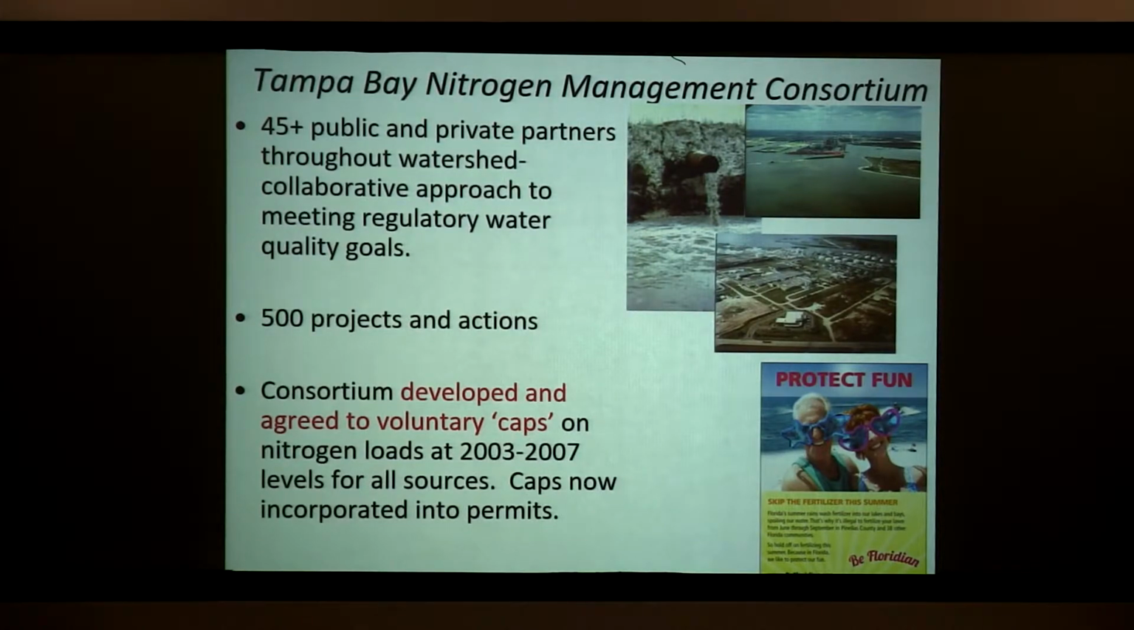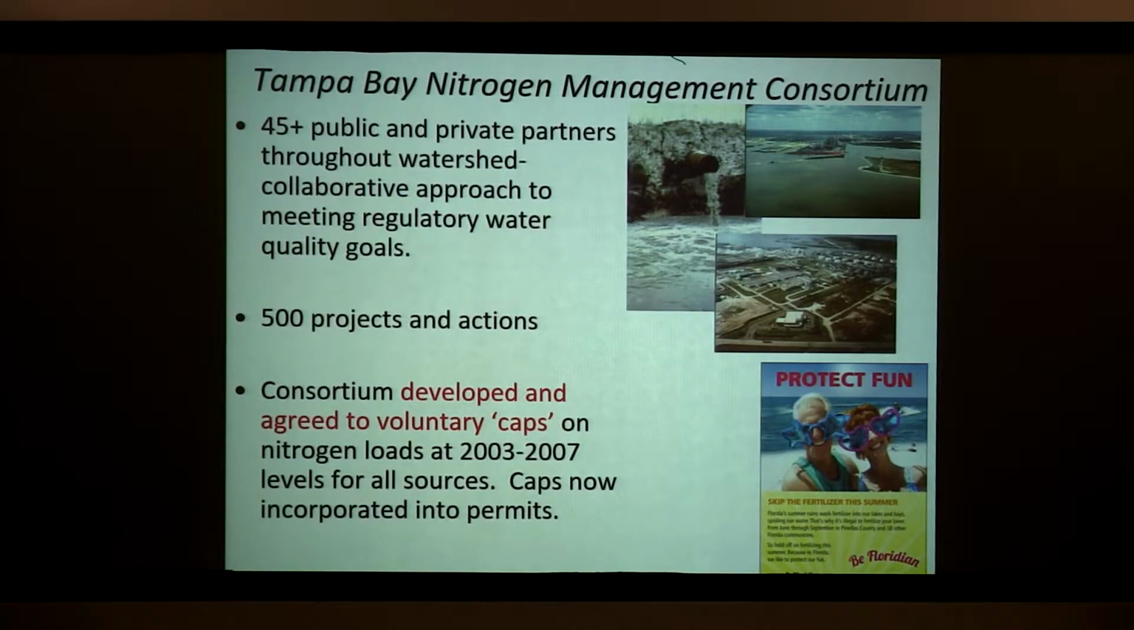When the elected officials on our policy board realized that it was going to be very difficult to meet that total nitrogen load target by themselves, they approached private partners throughout the watershed. We're a very industrialized area. We have quite a bit of agriculture in the eastern part of our watershed, as well as mining.